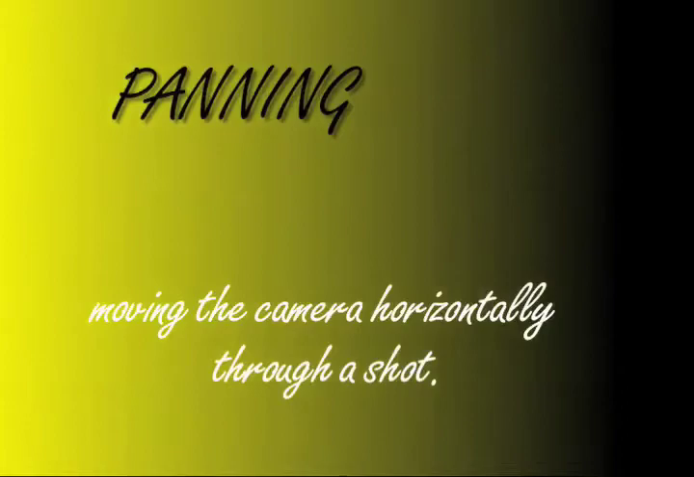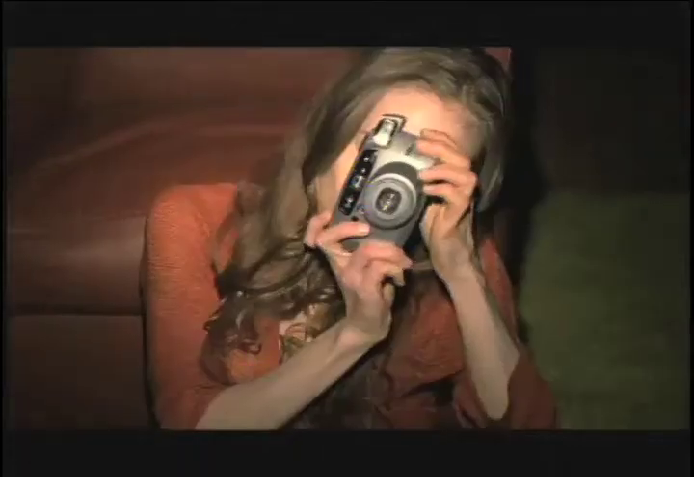Camera is usually placed on a tripod. Here's a few examples. Look at that, camera moves left to right. No shaky handheld movements. You can definitely tell it's placed on some kind of a tripod.